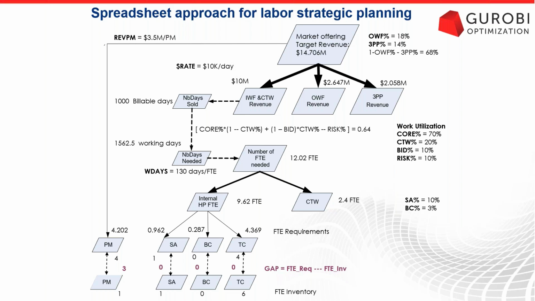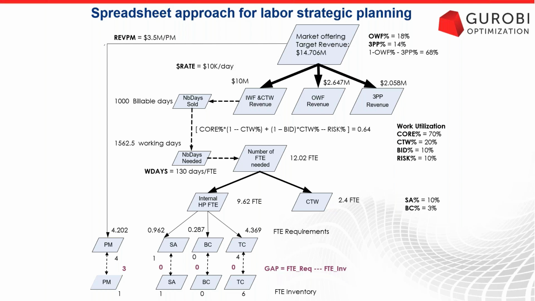So if you divide the billable days by the productivity, you will see that you will need to work 1,562 days. Now let's assume that in 6 months, a person can work 130 days. So if you divide the working days by the 130 days, you will see that you will need 12.02 FTE for onshore resources at financial services at EMEA.